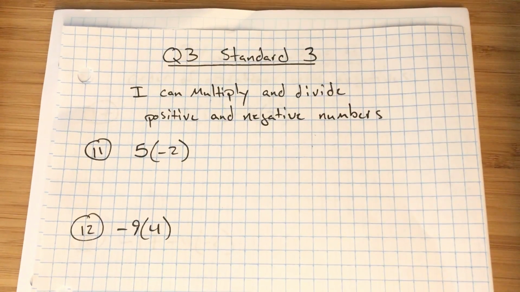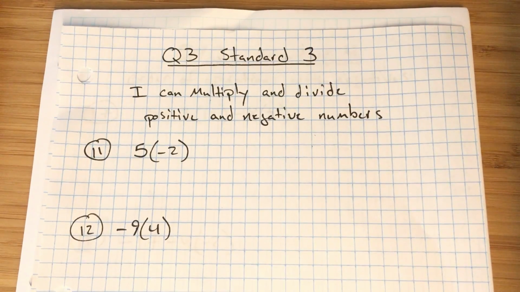All right, here we go. Standard 3. Again, these are the questions from your test, but they should help you review going forward. So, question 3, standard 3. I can multiply and divide positive and negative numbers.